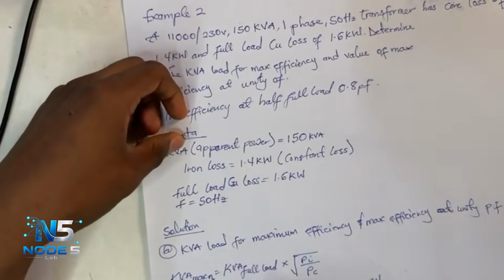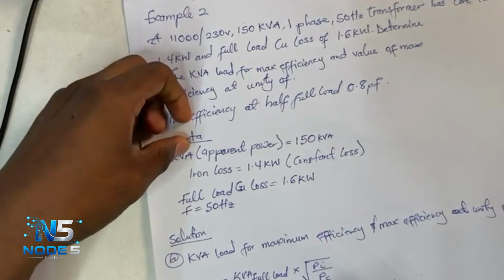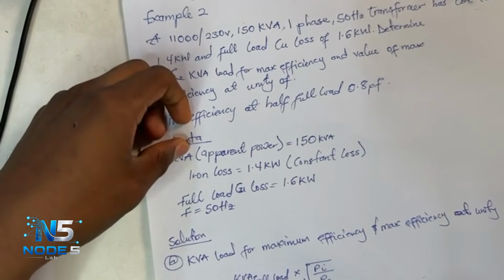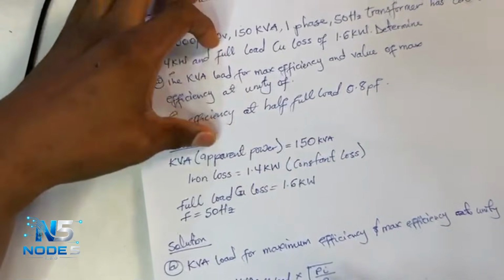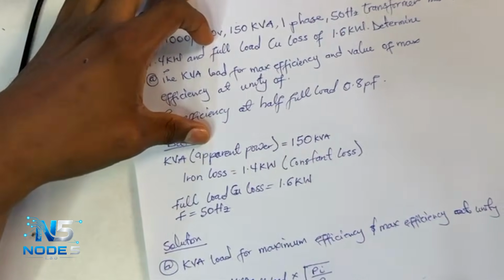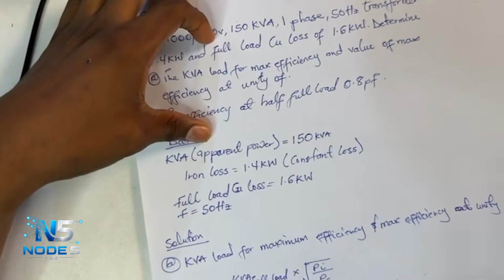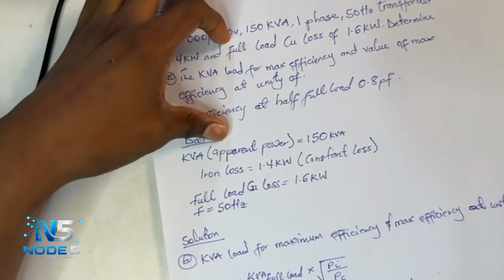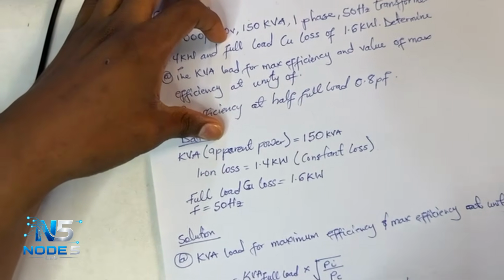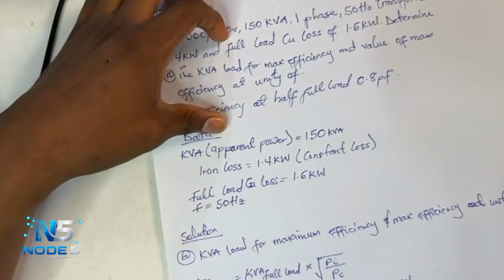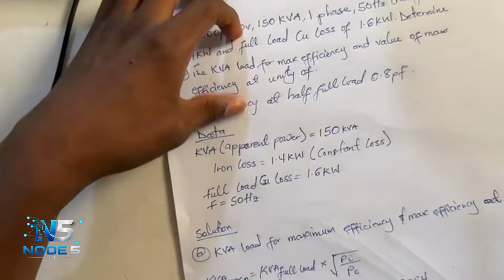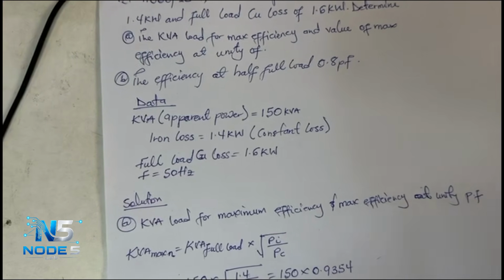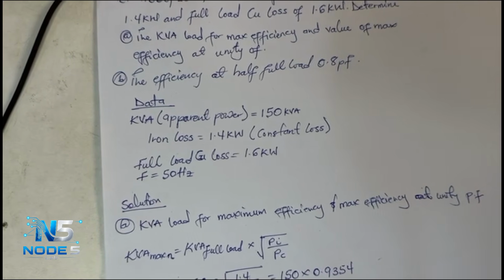What is the kVA? The kVA is 150 at full load times the square root of the iron loss divided by the copper loss, which will give us 140.3 kVA. So this is the maximum kVA of the efficiency. So we have our maximum efficiency of the kVA at full load.